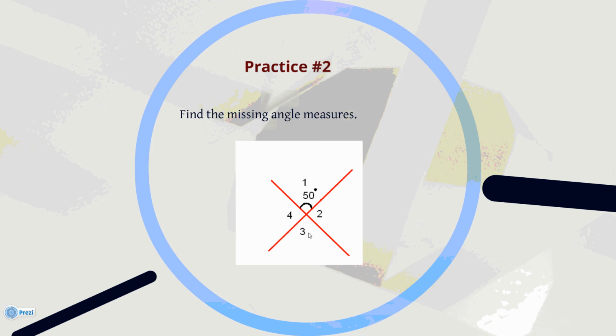Here, 2 and 3 are also adjacent, so 3 is equal to 50 degrees, so that this sums to 180. And 3 and 4 are adjacent, so this must be 130 degrees. What do you notice about the measures of the vertical angles? We have 50 degrees here, we determined this was 50, and then 2 and 4 are both 130. So each of those pairs are congruent angles. By using adjacent angles, we can see that vertical angles are congruent.